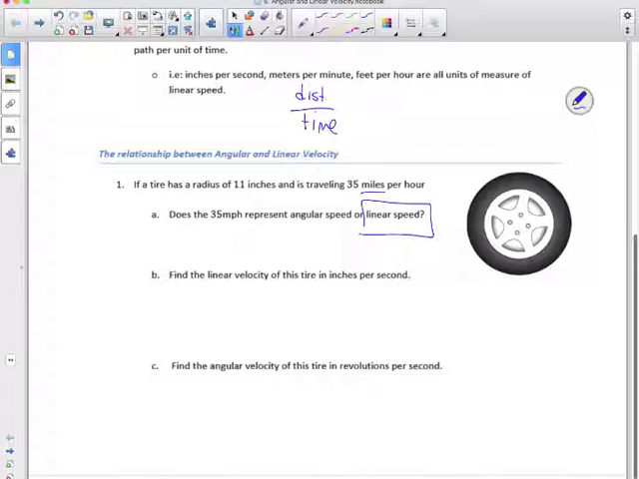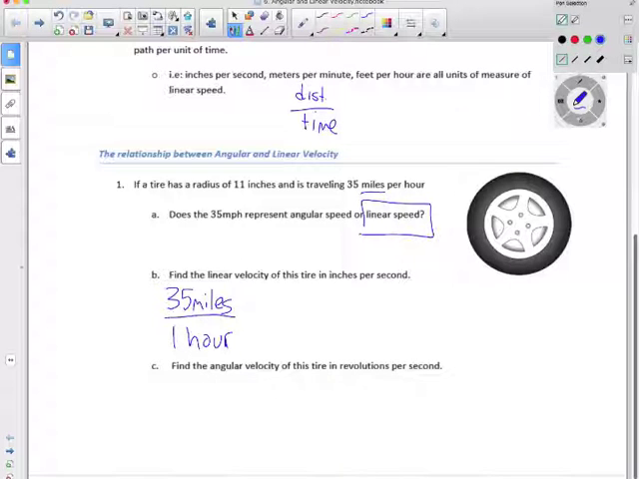It says, find the linear velocity of this tire in inches per second. We already know it right now as 35 miles every 1 hour. So that's what 35 miles per hour means. And what we want to do is convert this into inches per second. I'm going to focus on the time part first. Right now I have hours. I need to turn this into seconds.